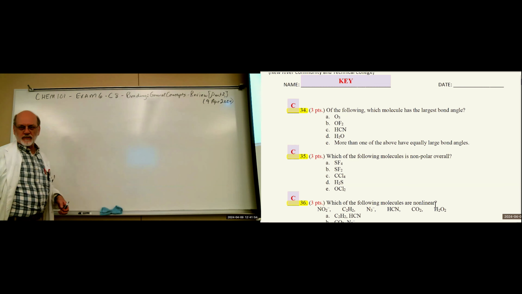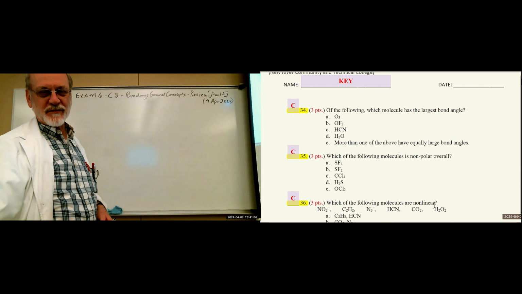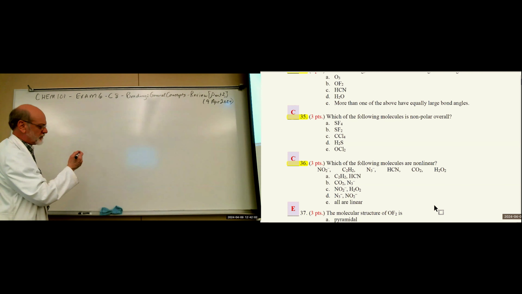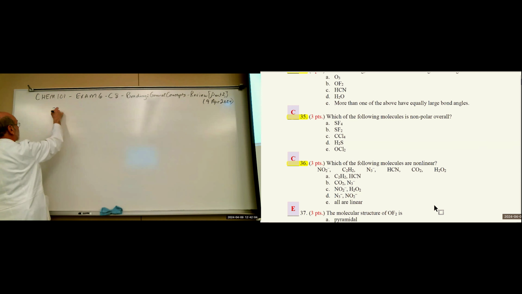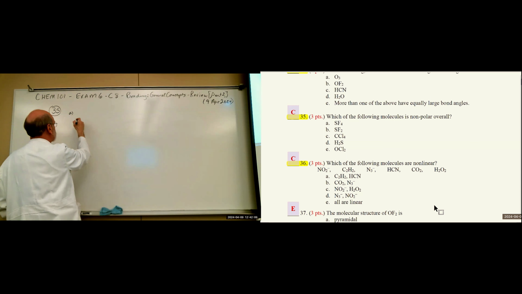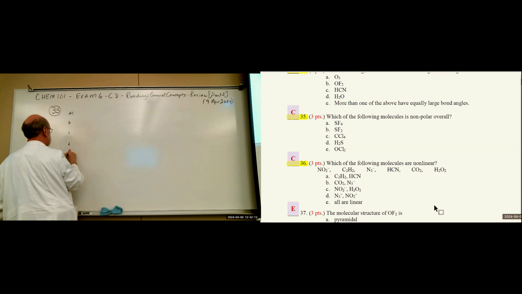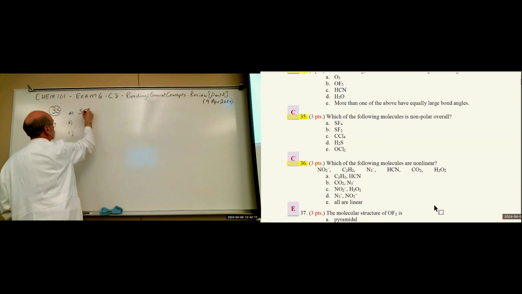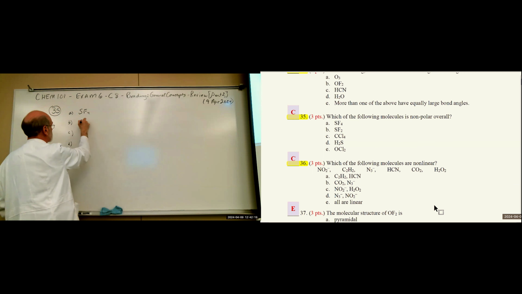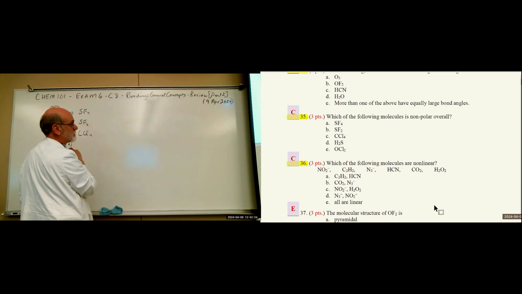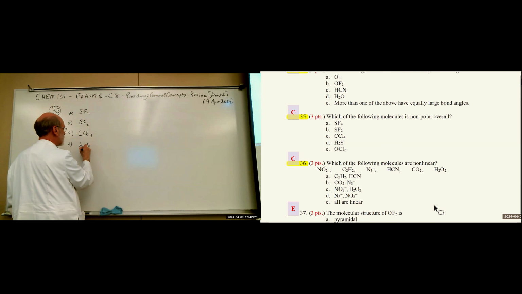I cleaned the board with furniture polish earlier. It's erasing better. Which of the following molecules is non-polar overall? So we have choices A through E: SF4, SF2, carbon tetrachloride, H2S, and OCl2.